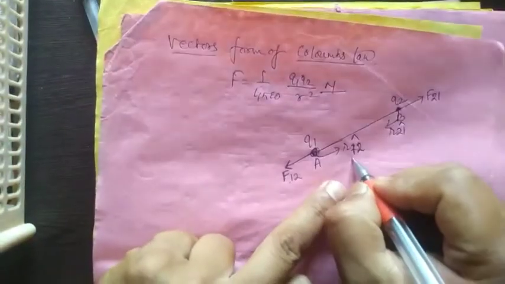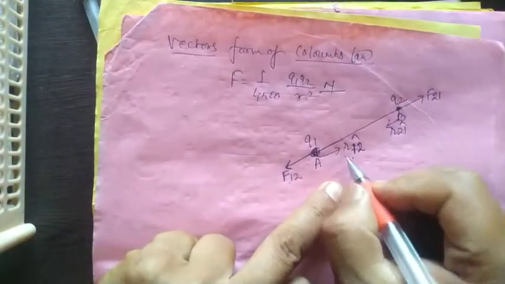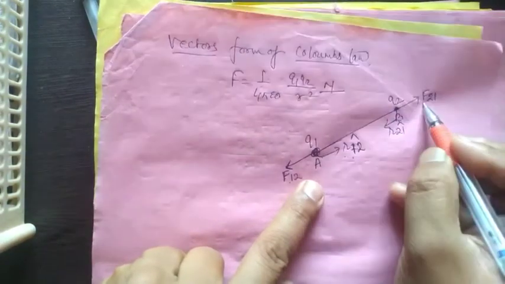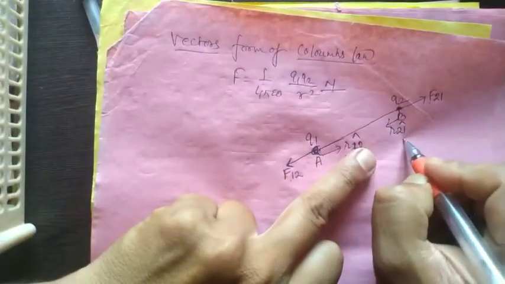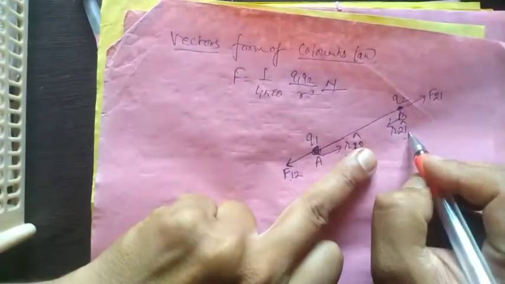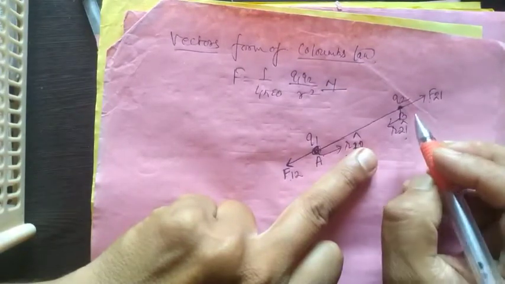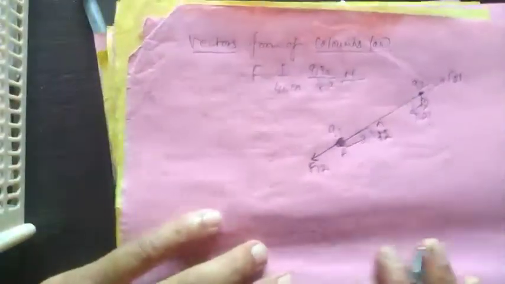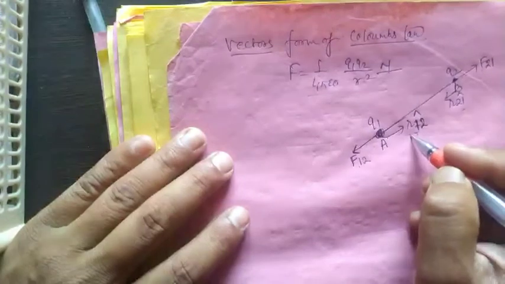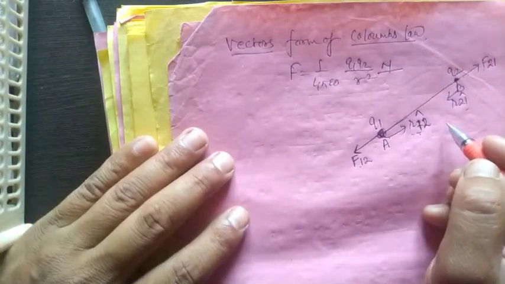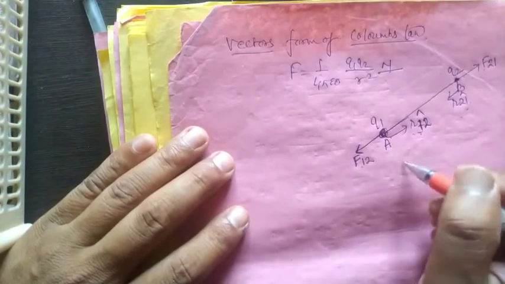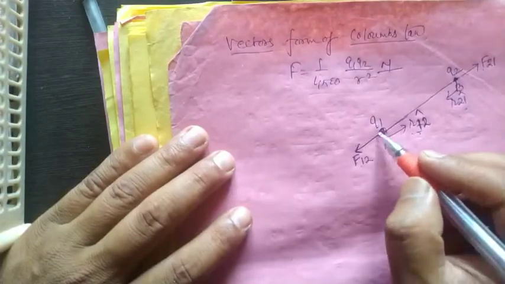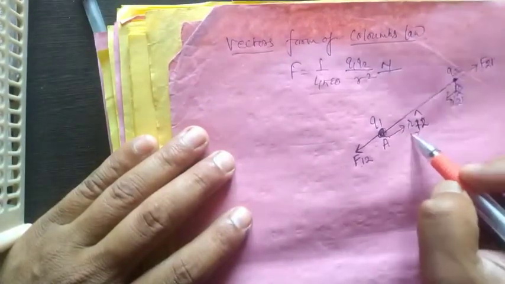This is a unit vector which indicates the direction from q1 to q2. This is another unit vector which indicates the direction from r2 to r1. This unit vector is also known as the displacement vector, because it gives the direction from q1 to q2 or q2 to q1.